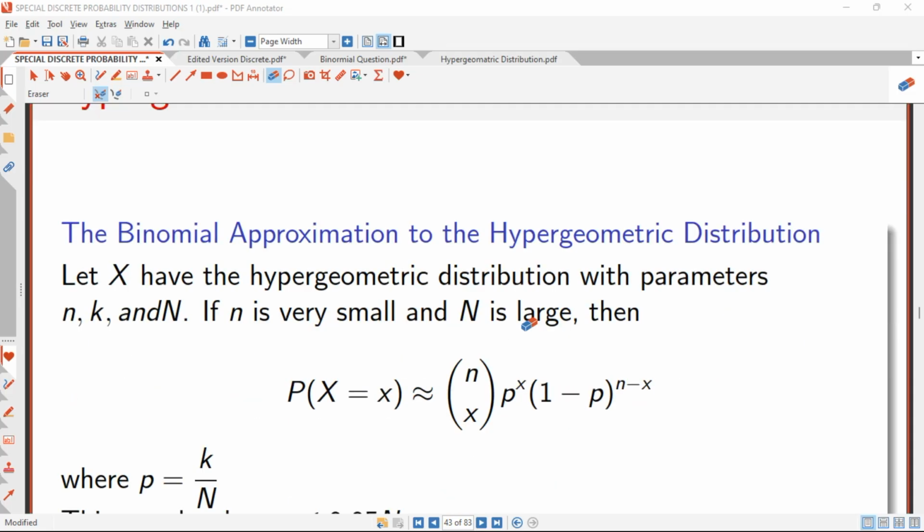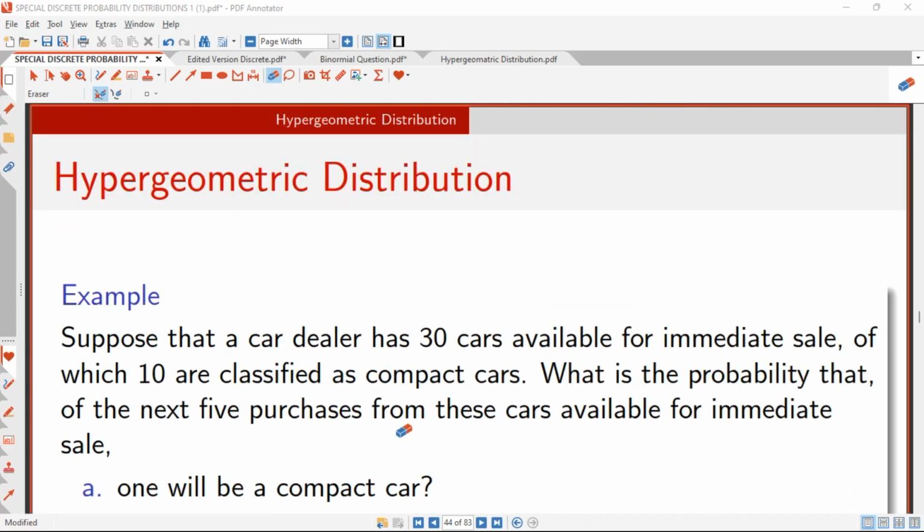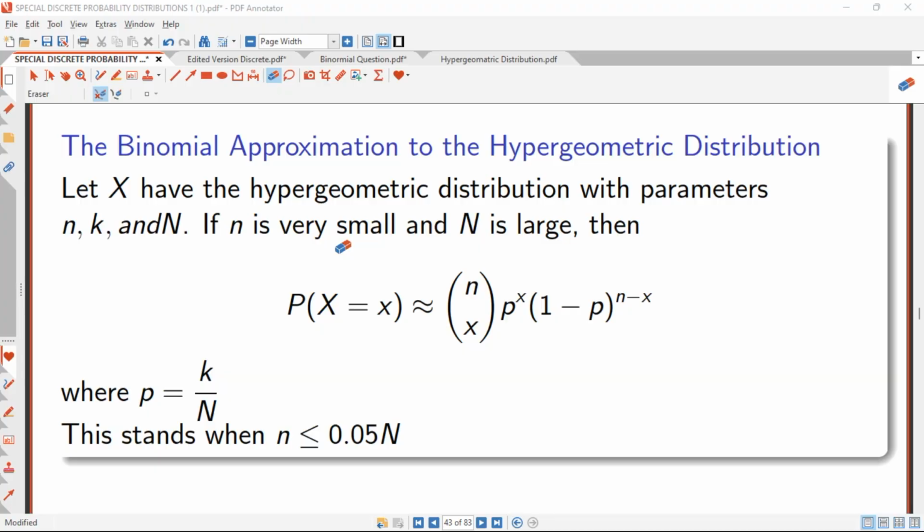There are some other ideas that we have to get here. We can use the binomial distribution to approximate the hypergeometric distribution only on one condition. If our n is very small and our N is large, then we can use the binomial distribution to approximate the hypergeometric distribution. For us to see that our n is very small and our N is large, it has to fulfill this criterion: when our n is less than or equal to 0.05 times our bigger N. So this is the mathematics behind the hypergeometric distribution.